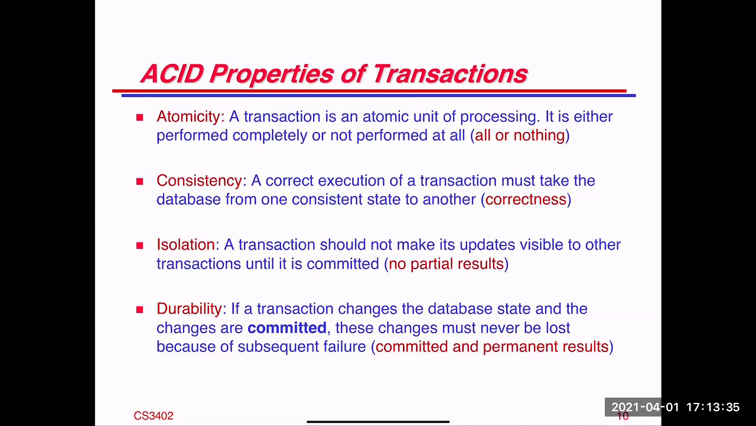And isolation means that the transaction should not make its updates visible to other transactions until it is committed. So we shouldn't have partial results showing up. And durability means that if a transaction changes the database state and the changes are committed, meaning that transaction successfully terminates, then these changes must never be lost because of subsequent failures, right? So even if my PC crashes afterwards, that should still be there in the permanent storage.